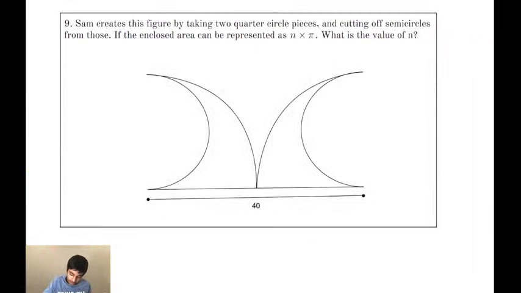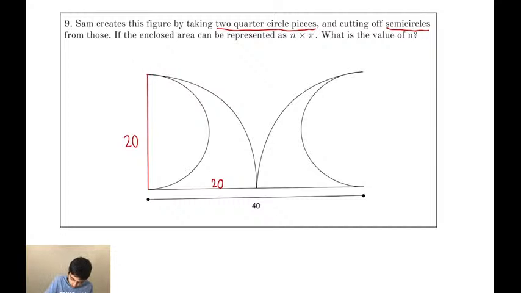Okay, so for number 9, we're given that we have 2 quarter circle pieces, and we take off semicircles from them. Given that this big length is 40, this length here is 20. And what does that mean? Well, that means the radius of the quarter circle has to be 20. This whole length is 20, right?